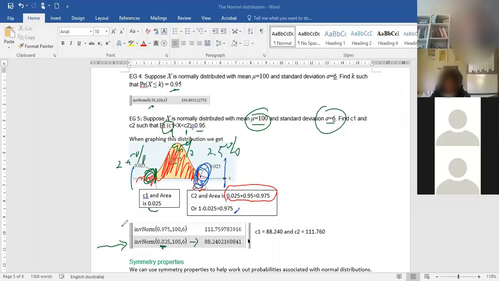So there we're going to find that one. Inverse normal, because we're finding, again, our C value. 0.975, again the mean, and again the standard deviation, and we get our second answer. So we've got our C1 and our C2. Any questions on that one?